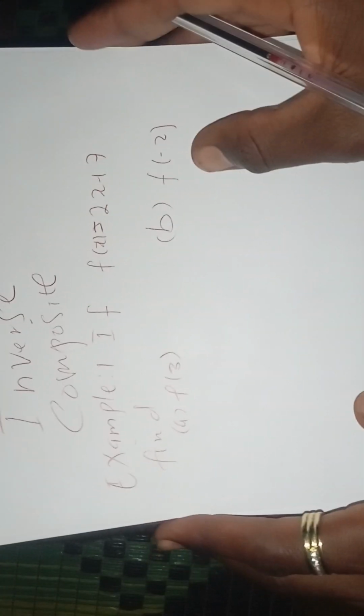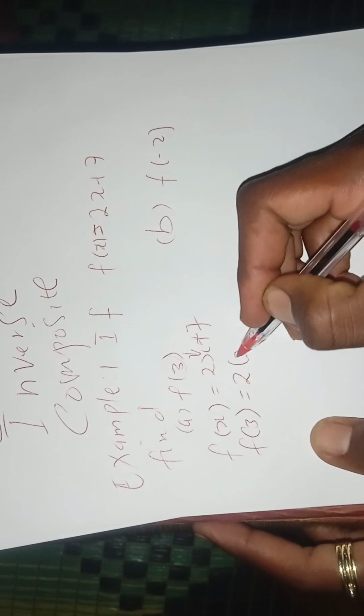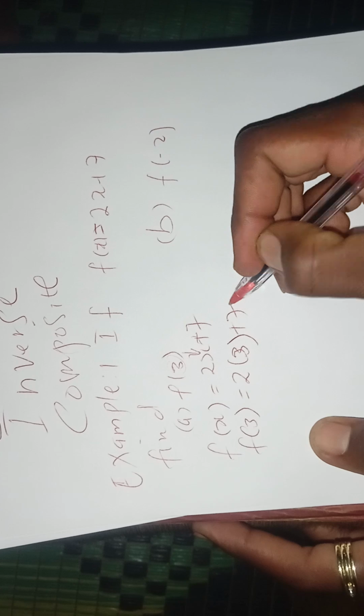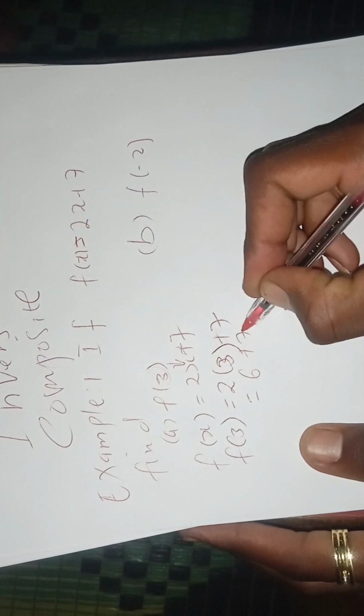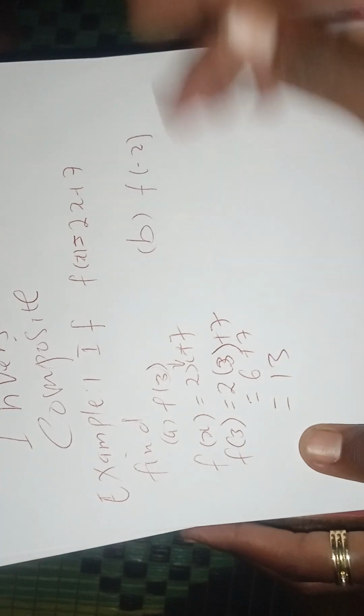So how do we get the solution? First, we are given this function, which is f of x is equal to 2x plus 7. In this function, on the value of x, we substitute what's inside the bracket. So this is going to be f of 3 is equal to 2 times 3 plus 7. So this is 2 times 3, which is 6, plus 7, which gives you 13.